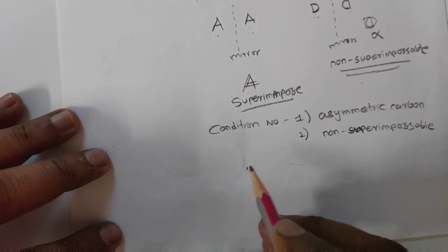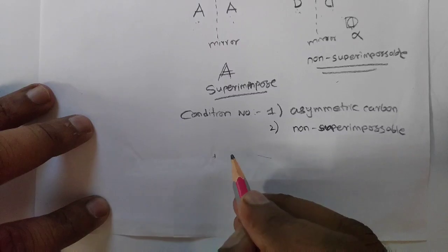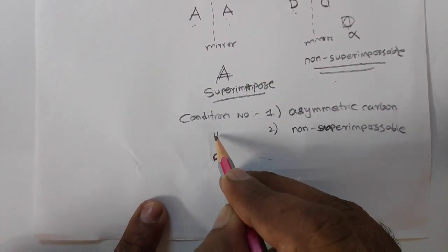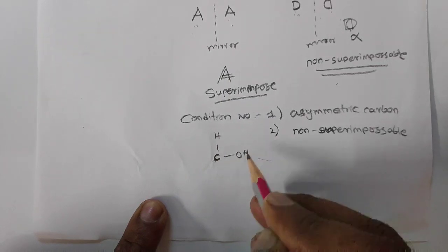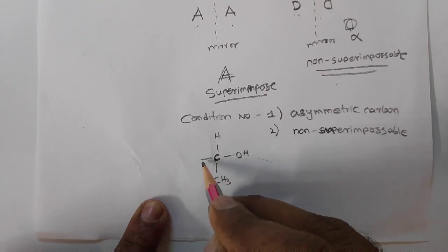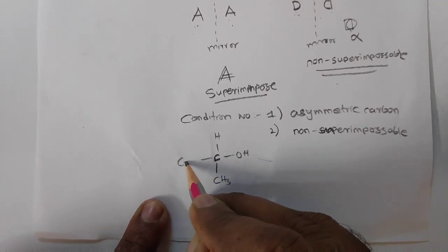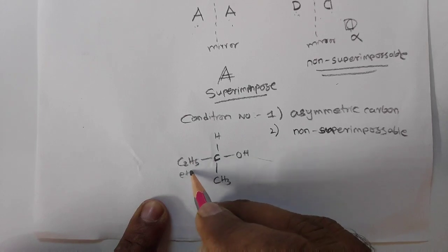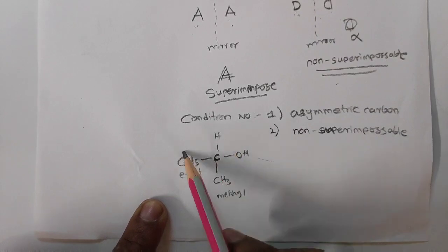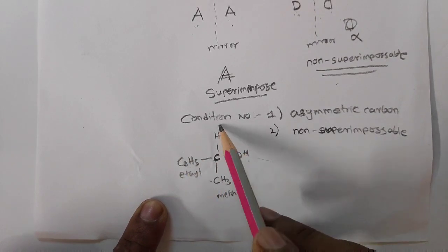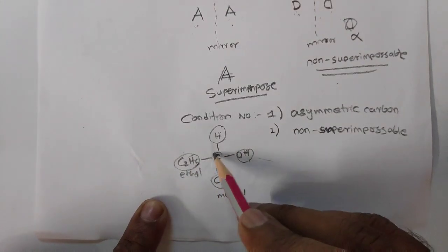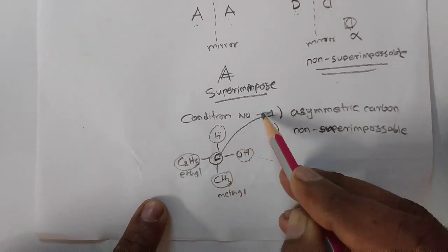Now what is the meaning of asymmetric carbon? If I take one carbon like this, you can see here carbon, right? On this one H is there, here one OH is there, clear? Here I will take one CH3 group, and here I will take another group, C2H5. This is the ethyl group, this is your methyl group. Now if you see, in this case all the groups are different, right? This is different, this is different, this is different, and this also. So we can call this carbon as which carbon?